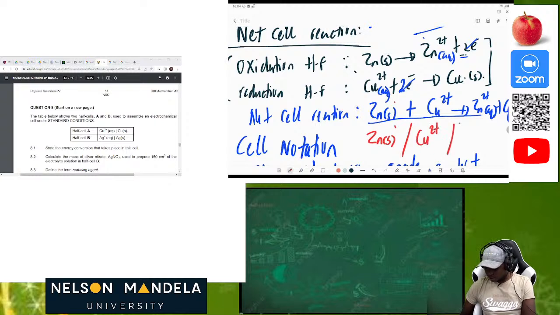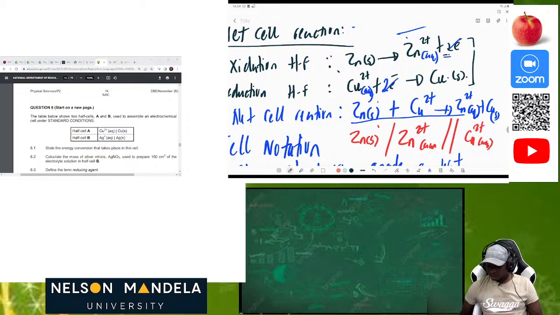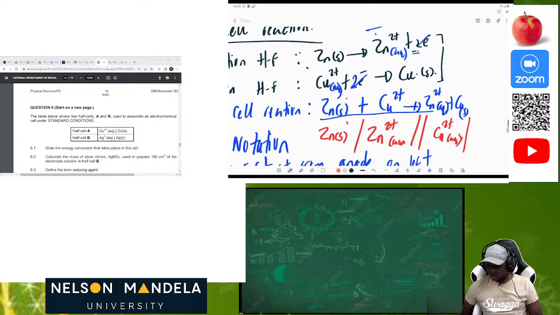Then now we put this arrow that was representing it. Sorry, let me just do this. It's not like this. So forward slash, then we put also Zn 2 plus, which is in aqueous. That was our left side. Then now we put our salt bridge here. Then our salt bridge will be for Cu 2 plus in aqueous, then also, sorry, we don't put a plus, we put another forward slash for our Cu, which is in solid.